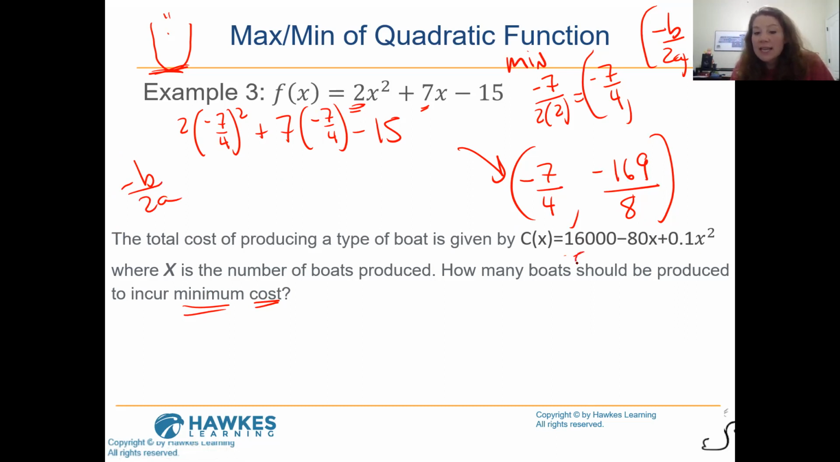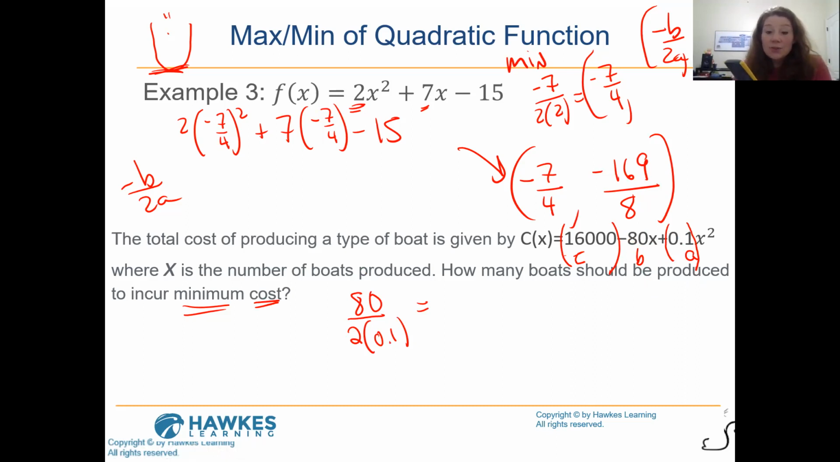Okay, so don't forget, these are not in the right order. This 16,000 is actually C. Negative 80 times x to the first power is actually B. And A is actually 0.1 times x squared. So we're going to use the opposite of B. Well, B is negative 80. So the opposite of B is positive 80 over 2 times 0.1.